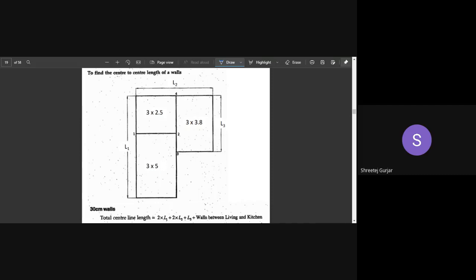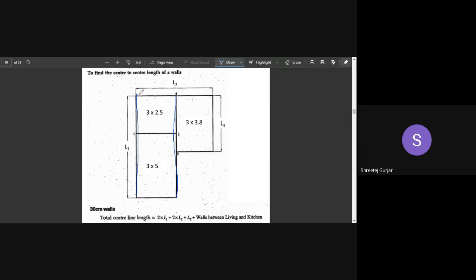So you can see this is your center line which we have drawn, and we have separated walls like L1. This is your L1 wall, right? This is also your L1. So L1 walls are 2 in number. This is one of your L1 walls, and this is also having the same length, so this is also L1.